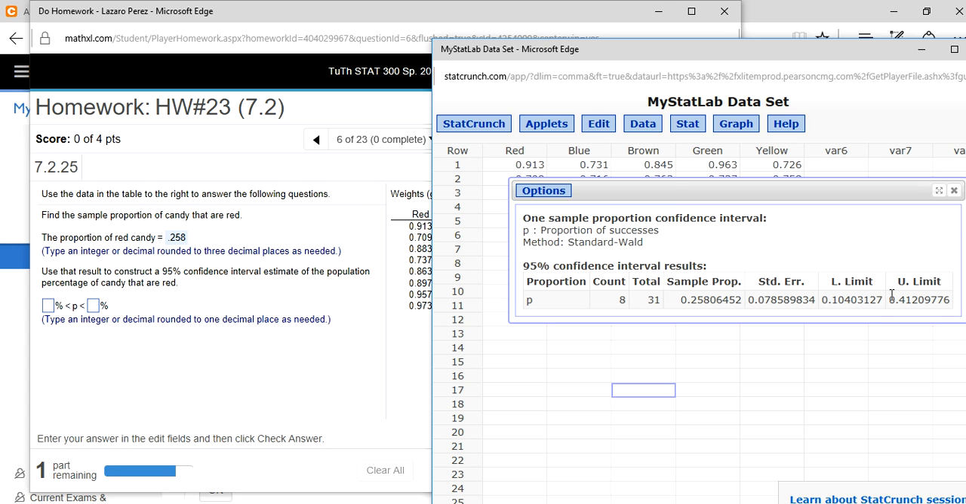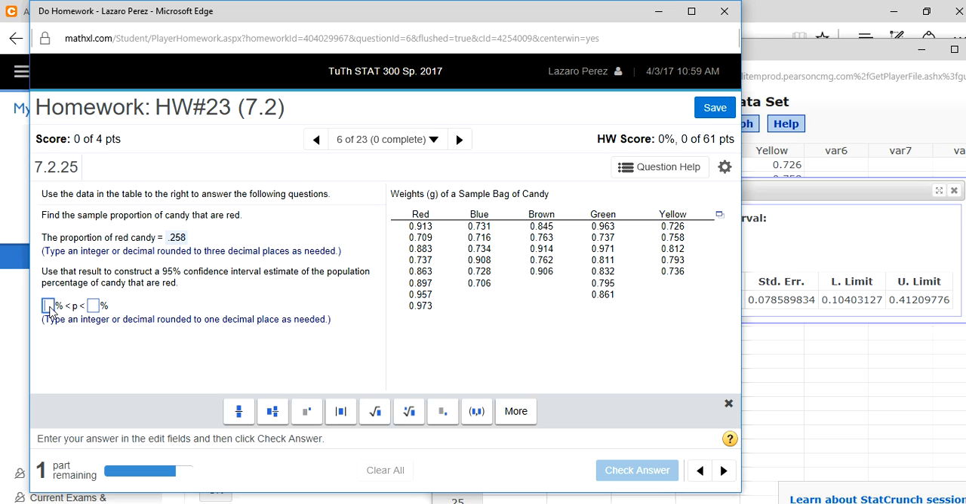The lower limit and the upper limit, and they want it in percentages with 1 decimal. So that would be 10.4% for the lower limit and 41.2% for the upper limit.